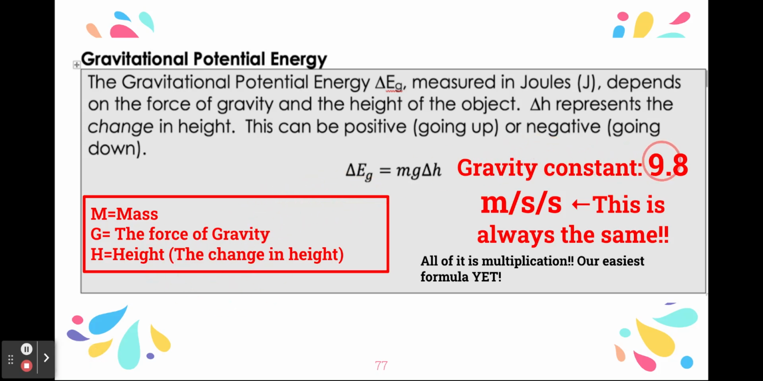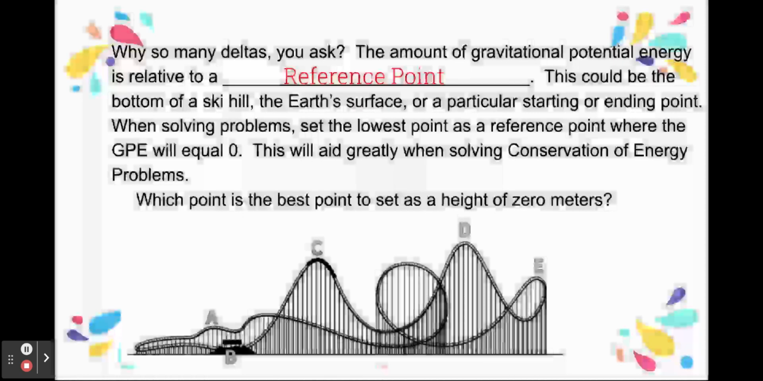Your gravity constant, remember, is always 9.8 meters per second per second. This is always, always, always the same. So when you see that g, it's always going to be 9.8. Mass is m, g is the force of gravity, h is the height, or you can have it be the change in height if you want to calculate it in that way. All of this is multiplication, so it's very simple.